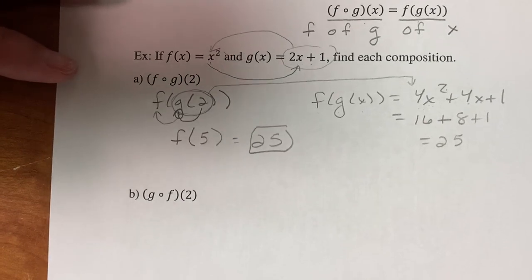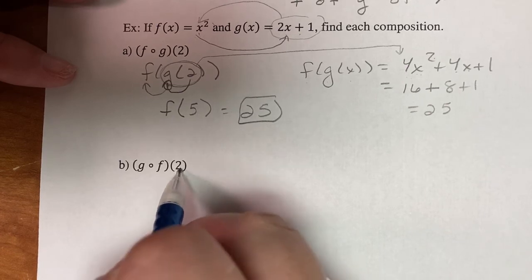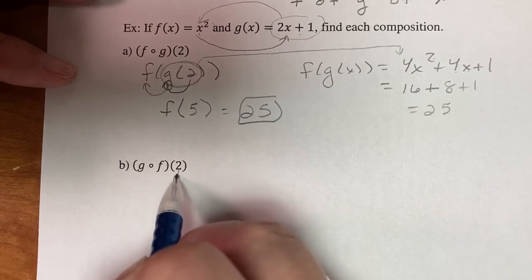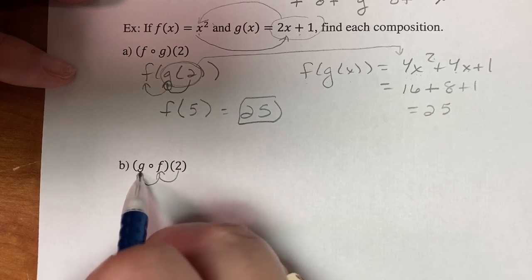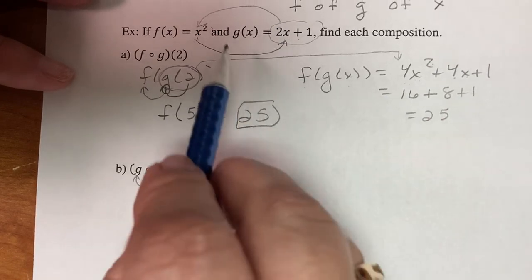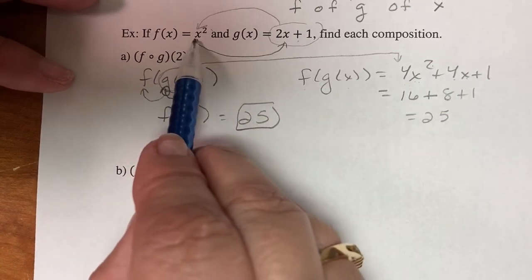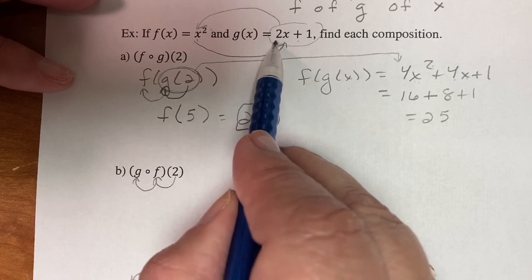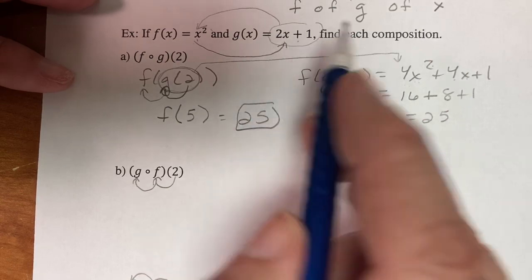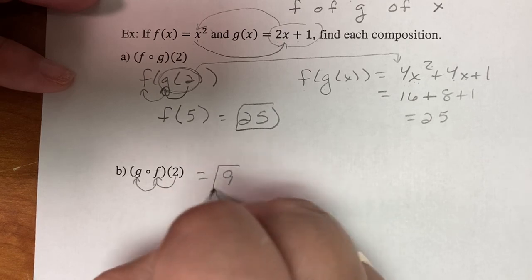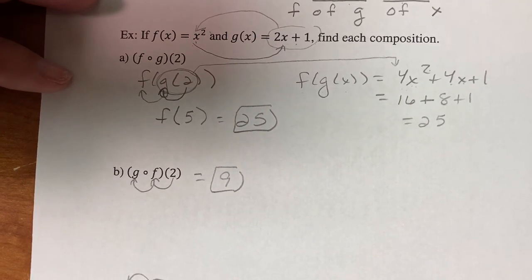You can do the same thing with this one down here. Let's not look at the g of f of x that I found below. Let's plug in my 2 for f, and then take that answer and plug it into g. So if I plug 2 in for f, I'm going to get 4. Take that answer, plug it in for my x in g. 2 times 4 is 8, plus 1 is 9. And there's composition functions.